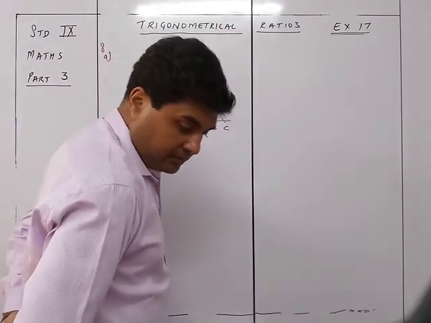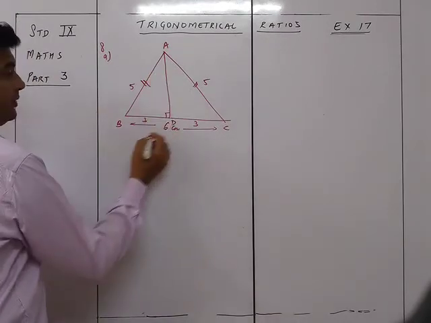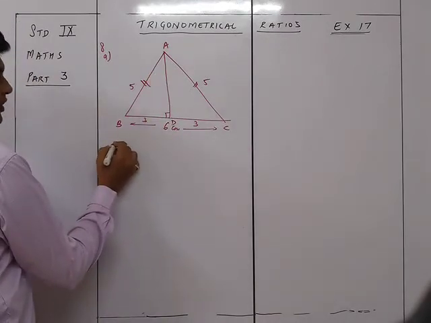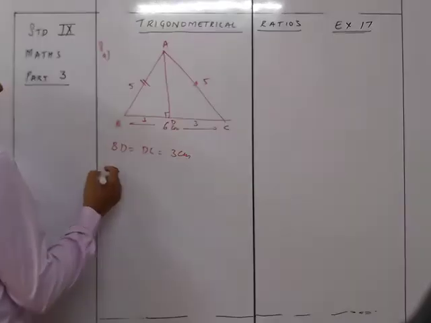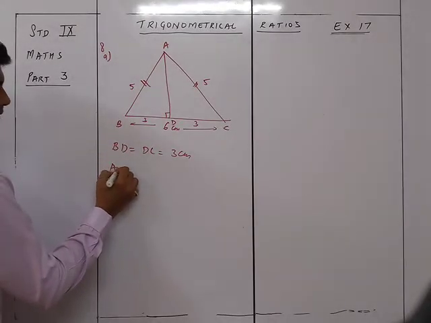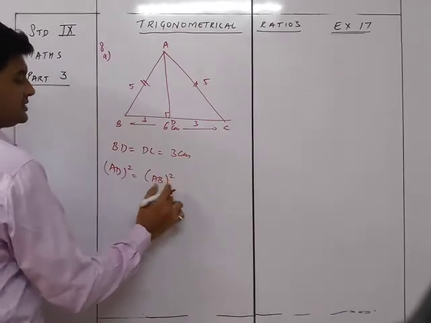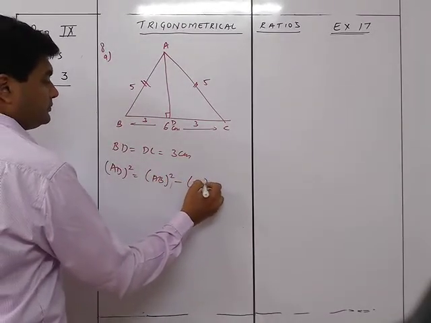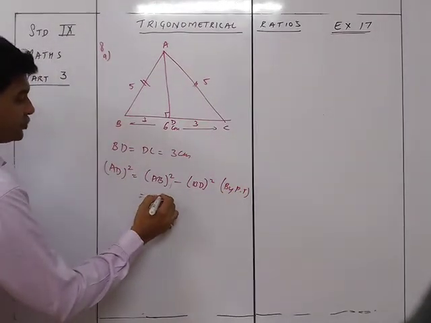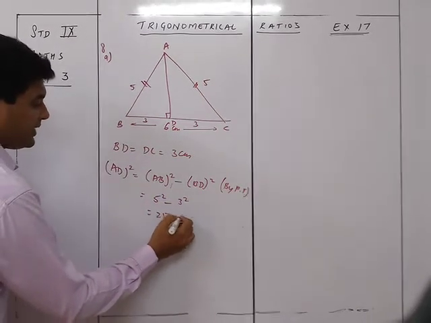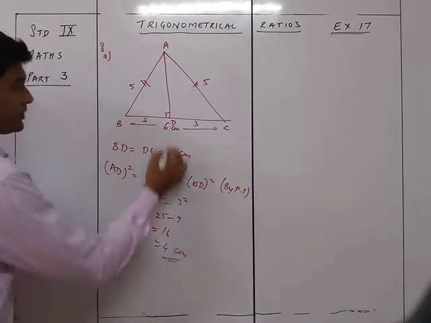right? And so accordingly we need to find out AD. So we know that first of all BD is equal to DC is equal to 3 centimeters, and we know that AD square is equal to AB square minus BD square by Pythagoras theorem. So that will give me 5 square minus 3 square is equal to 25 minus 9 is equal to 16, so AD is equal to 4 centimeters. That's 4 centimeters.